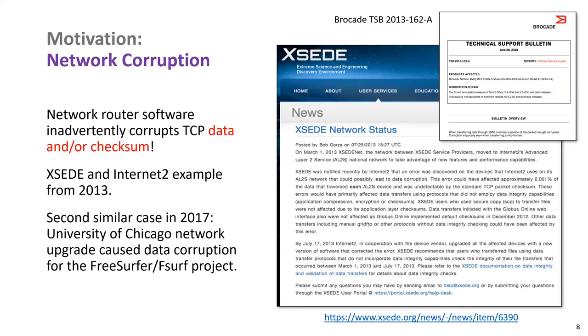Another problem that we have is network corruption when the data is in transit. In this case, we saw an example in the XSEDE and Internet2 networks in 2013, where switches in between XSEDE sites silently corrupted packets. It was a really low level, 0.001% of the packets being corrupted, which sounds really low, but you also have to remember the amount of data that we ship between these sites. These are some big data sets being shipped back and forth. So even a low rate like that could have a big impact.